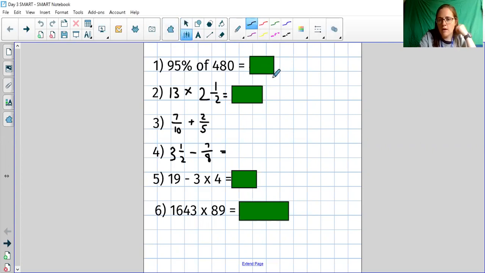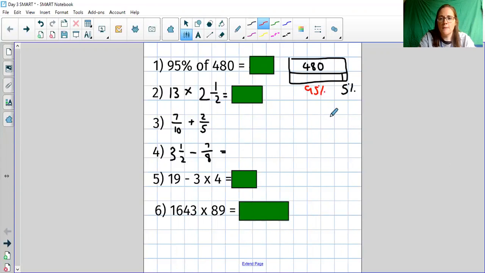Just before you have a go, just to remind you that the best way of finding something like 95% is to find 5% and take it away from the whole amount. So if I just draw that as a bar model, sorry, it's not very accurate, but you can know what I'm talking about. 480 is our whole amount, and we want to get rid of 5%, because if we take away 5%, we'll be left with 95%, because the whole thing is 100%. So to find 5%, you need to find 10% and halve it.